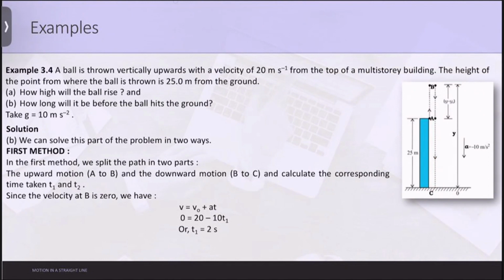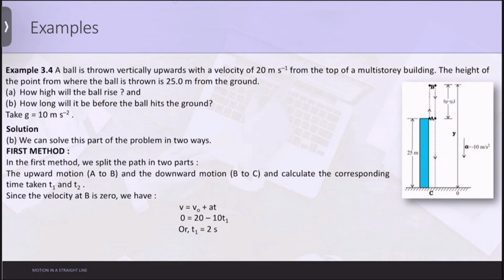This question can be solved in two ways. Let us first understand the first method, then we'll move to the second method. In the first method, we split the path in two steps. So first of all, we will calculate the value of t1 from A to B, and second, we'll calculate the time from B to C. Okay, let's calculate.